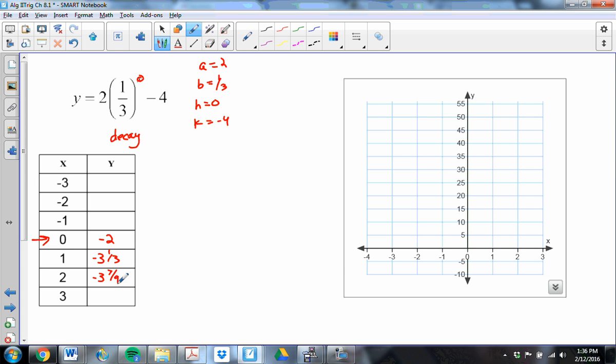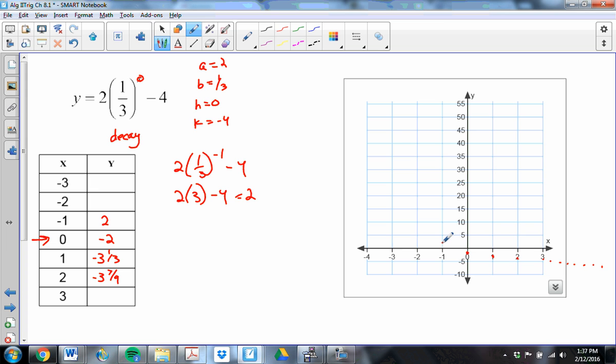I don't expect you to be able to graph these super accurately, but like 0, -2 would be right about here. 1, -3 and 1/3 would be right about here. 2, -3 and 7/9 would be right about here. It's going to keep on getting closer and closer to -4, but never actually touch it. As you go in the other direction, I'm going to plug in -1 for x. This flips the fraction over, so it becomes 2 times 3 minus 4, which is just 2.